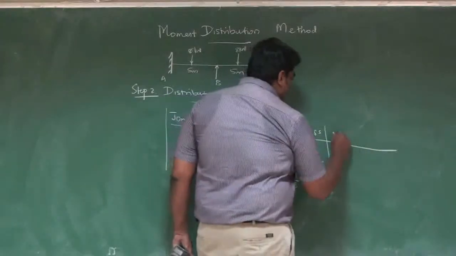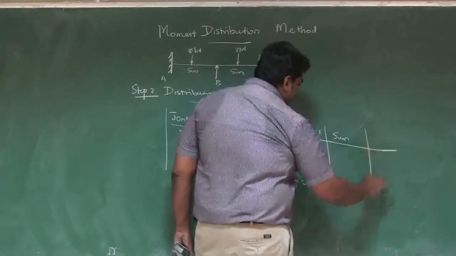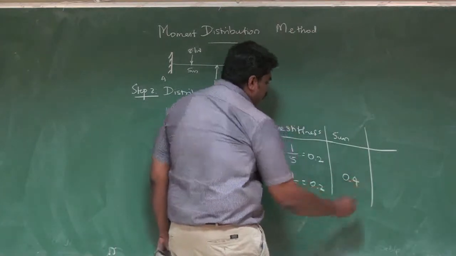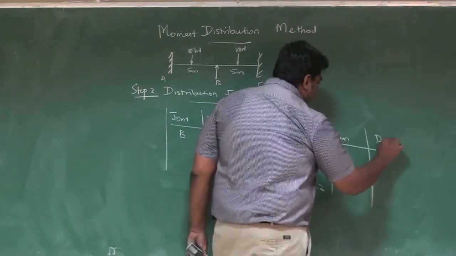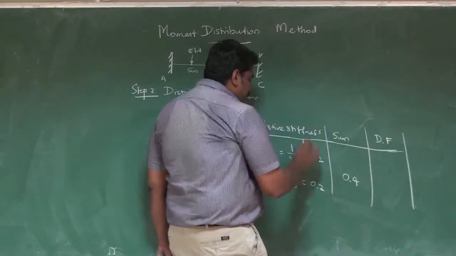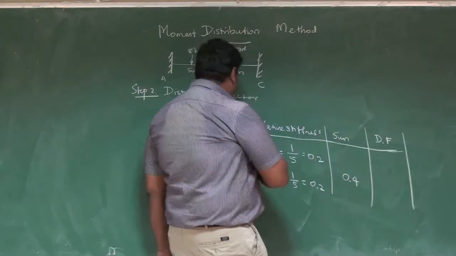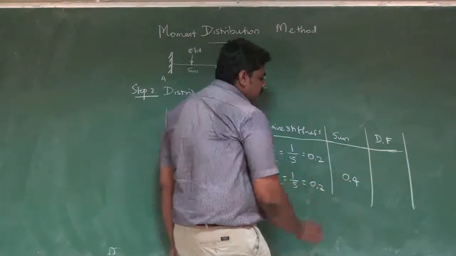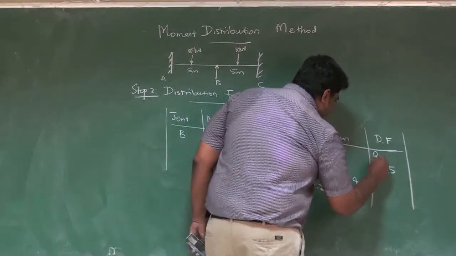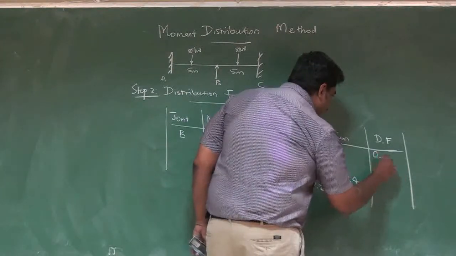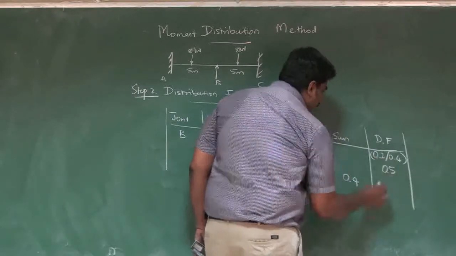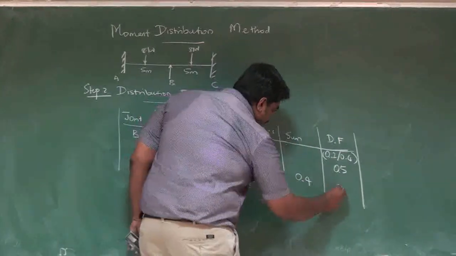And then we have to calculate the sum. Sum means adding up these two values, 0.2 and 0.2, which will be 0.4, and the distribution factor is going to be the relative stiffness of one member, BA, divided by the sum, 0.2 by 0.4, which will be 0.5. So how we arrived at this value is 0.2 divided by 0.4. So it will be 0.5, and the same value here, 0.5.